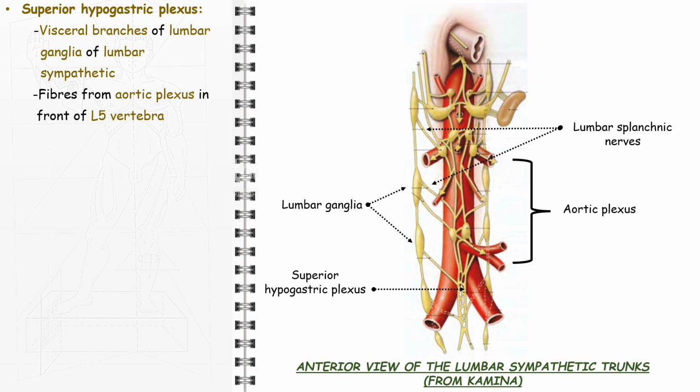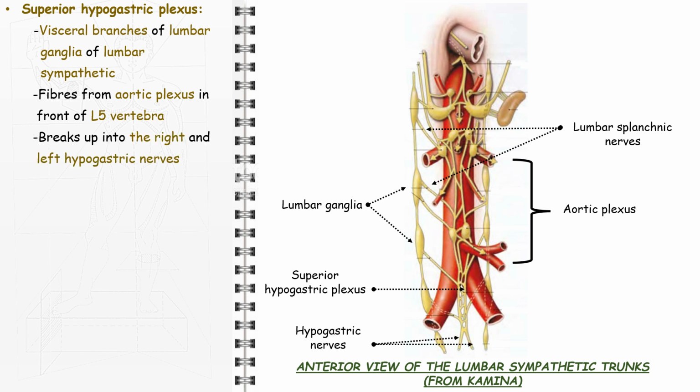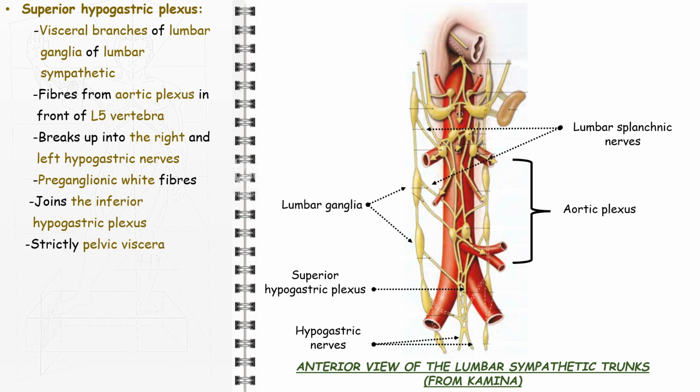The plexus breaks up into the right and left hypogastric nerves, which again may not be single but a bundle, which run down into the pelvis to join the inferior hypogastric plexus. There are a few ganglion cells in the superior hypogastric plexus. The preganglionic white fibers in the hypogastric nerves pass through to relay in ganglia in the inferior hypogastric plexuses, which supply pelvic viscera. They give no branches to the abdominal viscera, which are supplied by the celiac plexus.